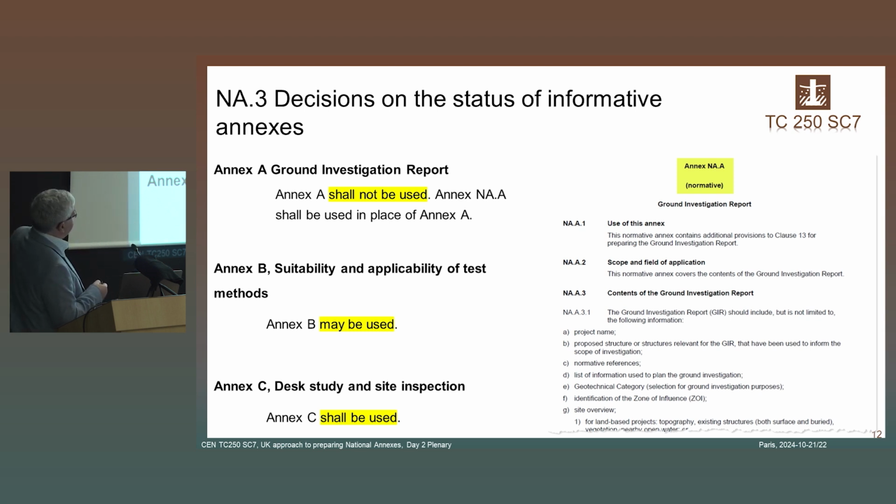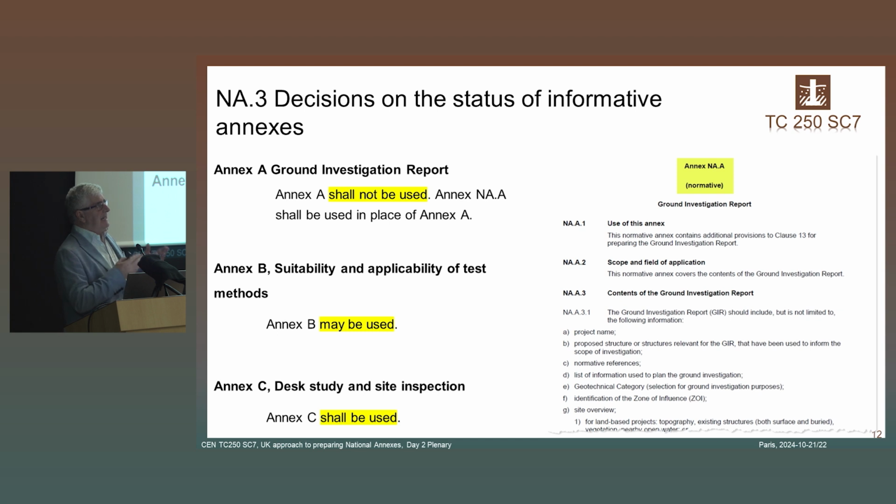So the first one is where we've decided to replace an annex. So in Eurocode 7 Part 2 for the ground investigation report, we've said that Annex A shall not be used. Annex NA.A shall be used in place of Annex A. It's a bit of a mouthful, but effectively we're replacing the annex in the Eurocode with the annex that is going to be attached in the National Annex. Now, we've not actually made many changes to this. We've added a few words in, we've had very minimal changes, and I'll show you the alternative.